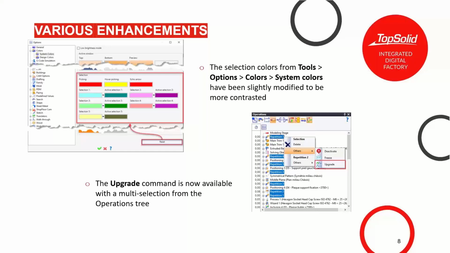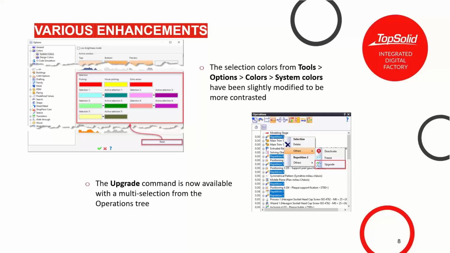So the out-of-the-box experience is a little bit better now, so that you can tell you've selected this object, then this object. Okay, and again, these are always controllable. You go into your tools pull-down menu, options, colors, system colors, and you can modify these as you wish.